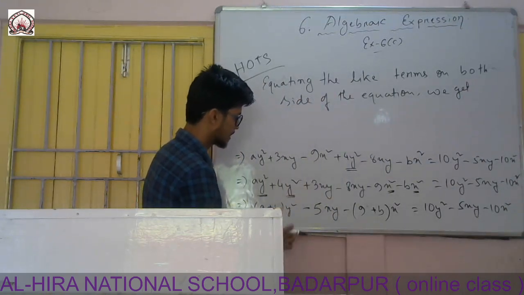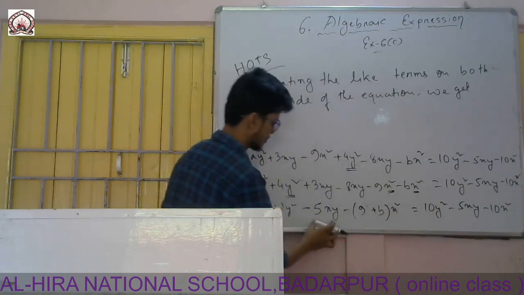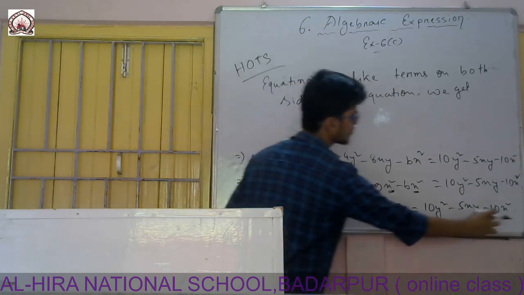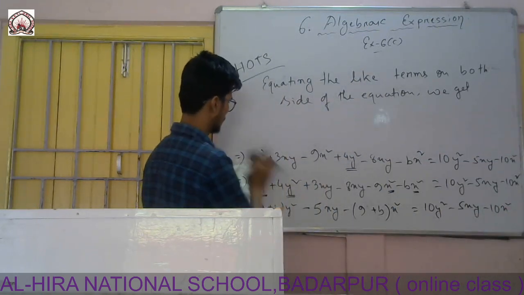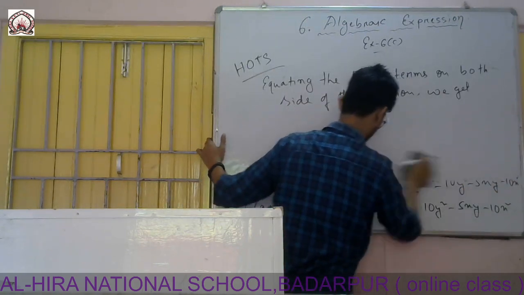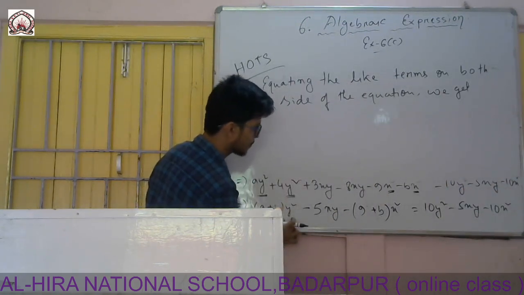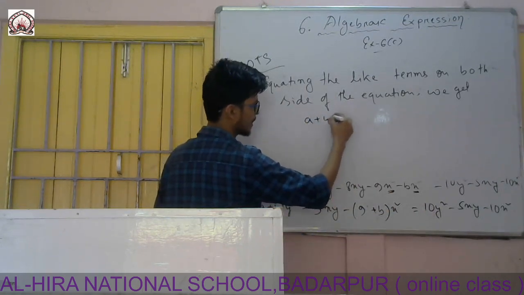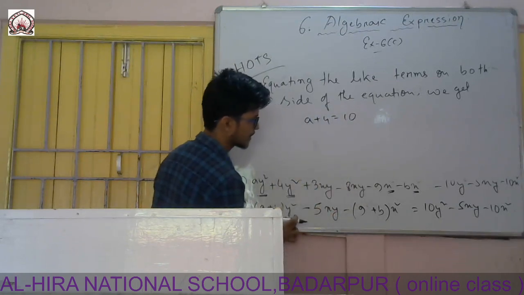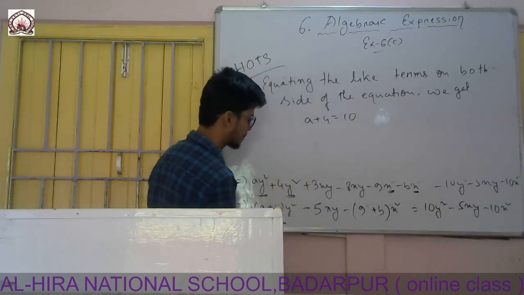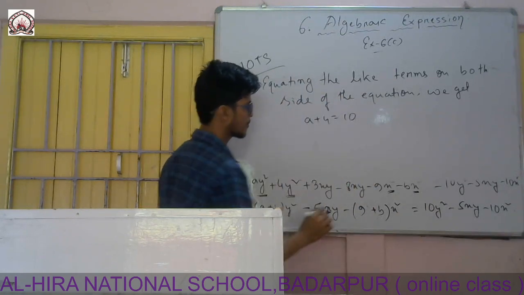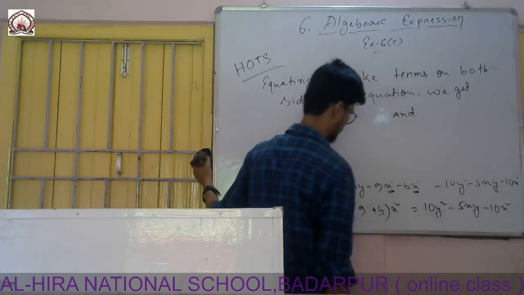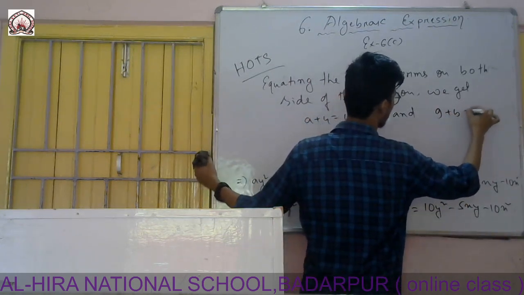You see I can write this one equal to this one, same, you see minus 5xy, there also minus 5xy, and this one equal to the last term. So I will write, leave the variable part, there y square, there also y square, only I will write a plus 4 equals 10. Leave the variable part, there also x square, there also x square, which one is left? 9 plus b and there is 10. So I will write 9 plus b equals 10.